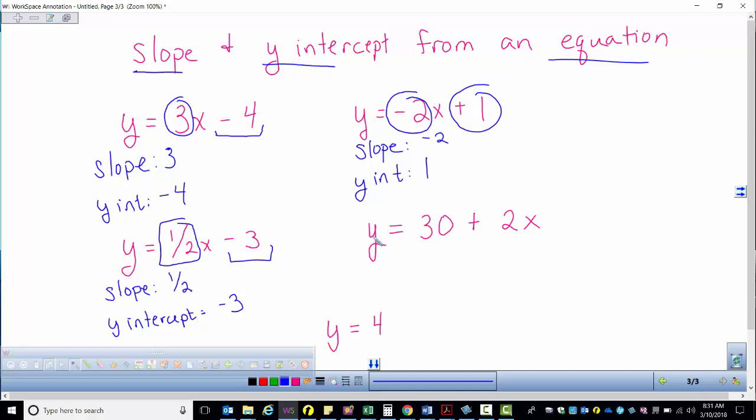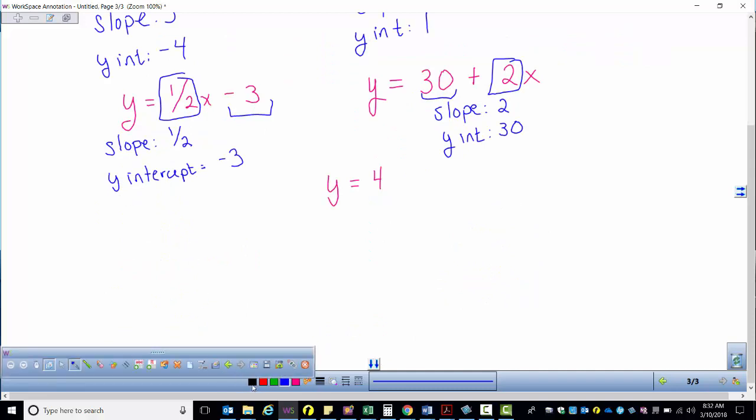Next one I made a little bit tricky. Hopefully you see what happened here. So this one, our slope is still the coefficient of x, but I switched its order. So my slope is going to be 2. My y-intercept, where I started, is going to be 30.